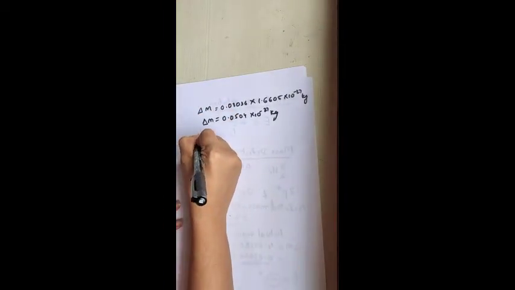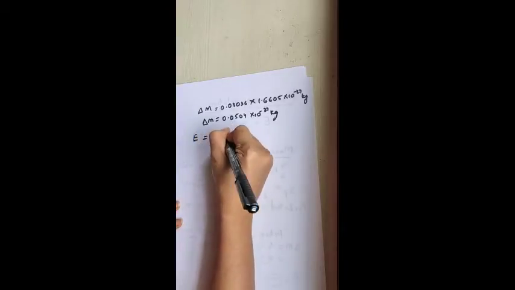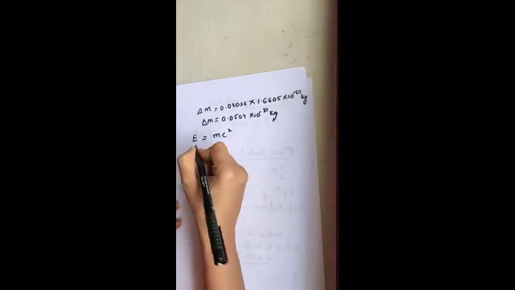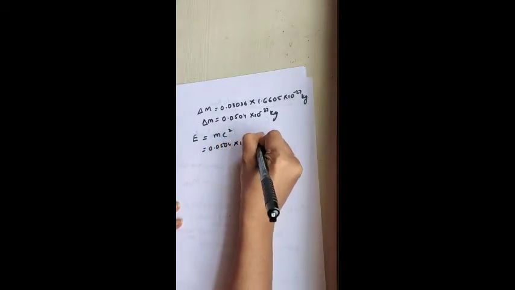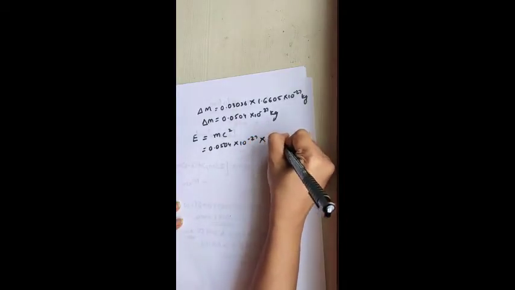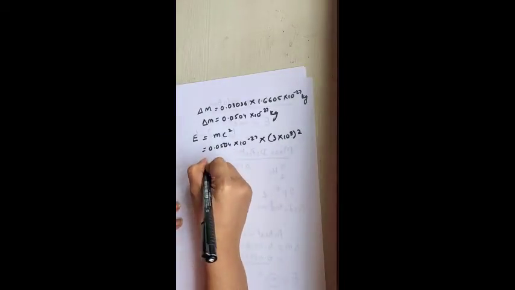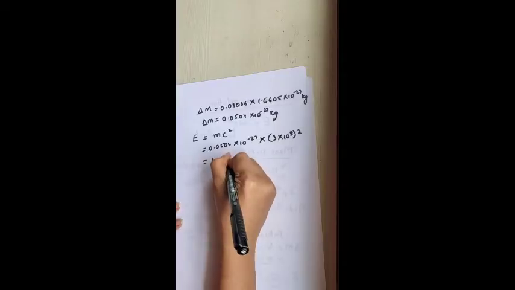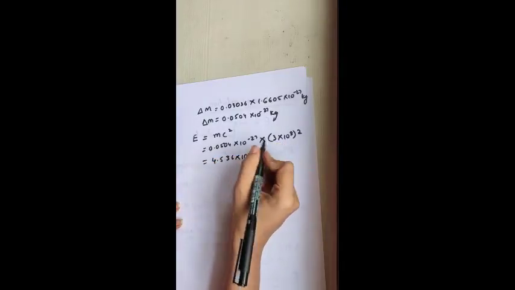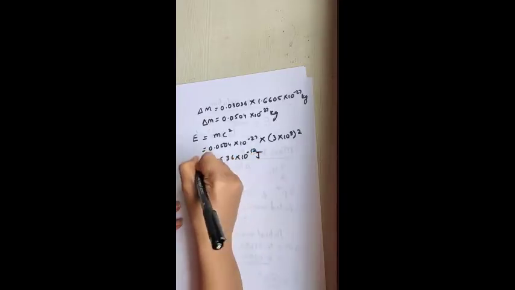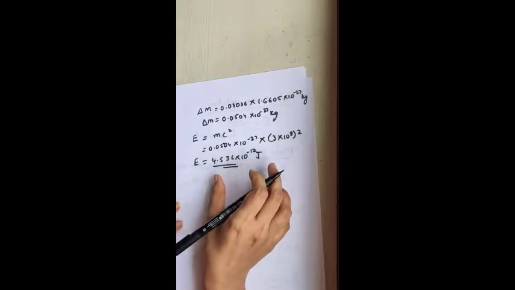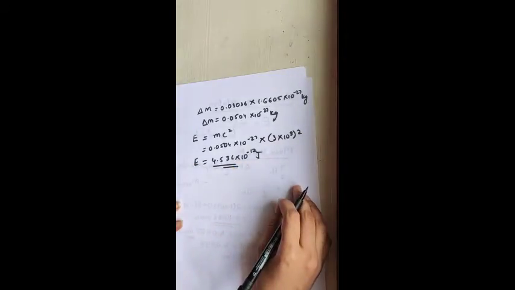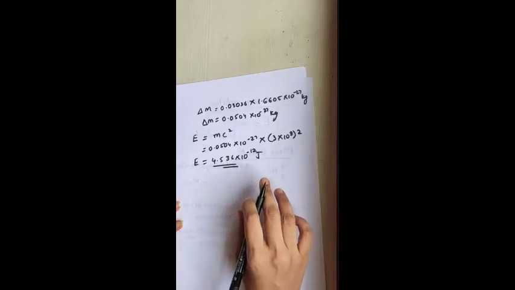Now substituting it in the equation E equals mc square, I will get this as 0.0504 into 10 power minus 27 into 3 into 10 power 8 whole square. So when you solve it here, you will get the answer around 4.536 into 10 power minus 12 joules. This is the binding energy. So this much amount of energy is released when the helium nucleus is formed. This energy is called as binding energy.